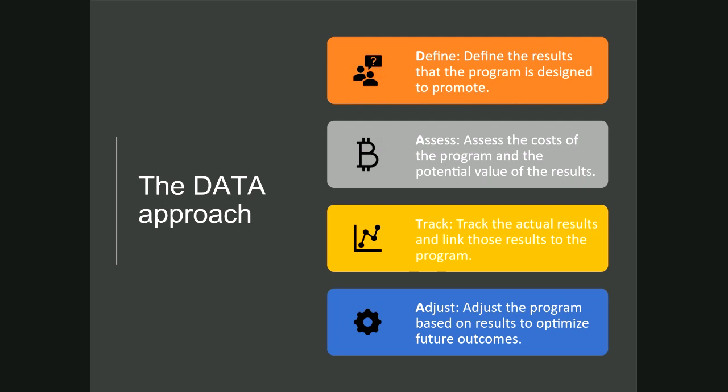The first A is assess. You have to assess the cost of the program and the value of the results, or the ROI. Because if money's being allotted to you or your department, then you've got to show something for it. All right? And you remember the 5 functions of management. The last one is controlling, right? And so that falls into the assess category. Track it and link those results to the program. In previous slides, I showed you about the Right School of Business.